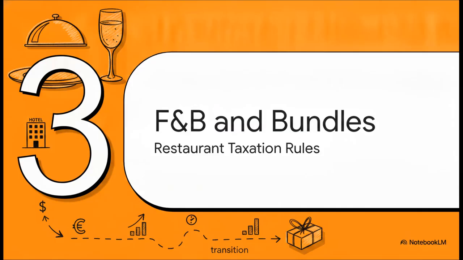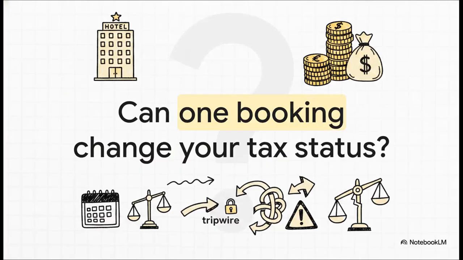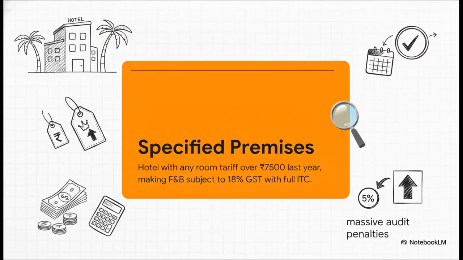All right, let's look at part 3, food, beverages, and bundles. Food and beverage taxation in hotels is honestly a unique beast, and it's heavily anchored to your room classification. So let me pose a quick question to you. Can one single high-value booking change your tax status for an entire year? Well, the short answer is absolutely yes, and it's actually one of the most dangerous tripwires in hospitality tax compliance. Let me introduce you to this concept of specified premises.